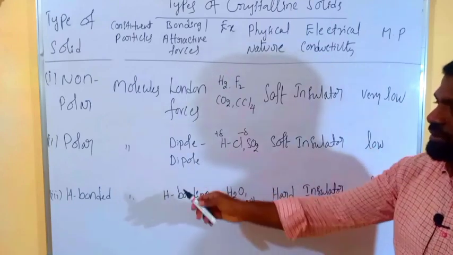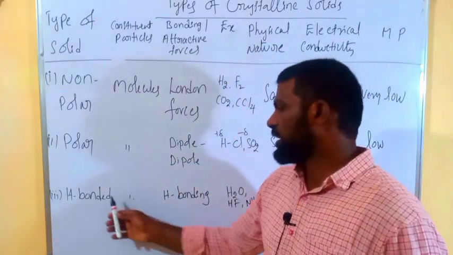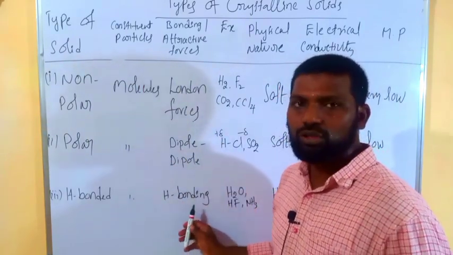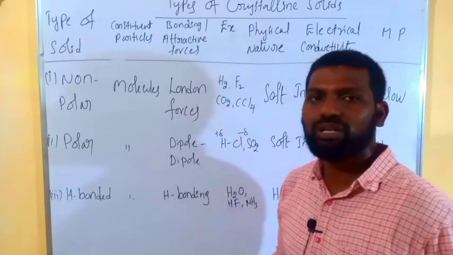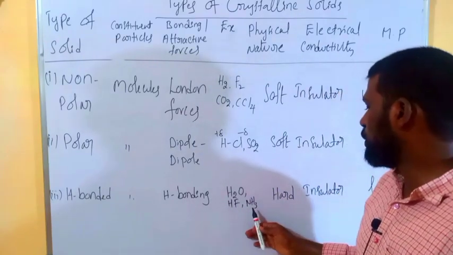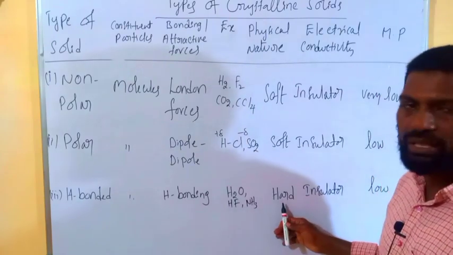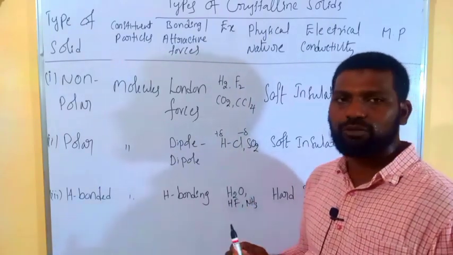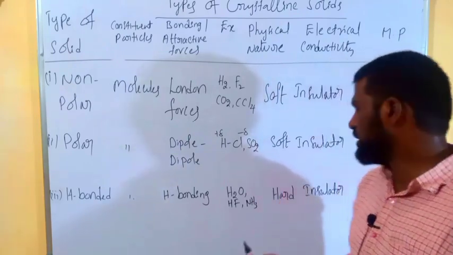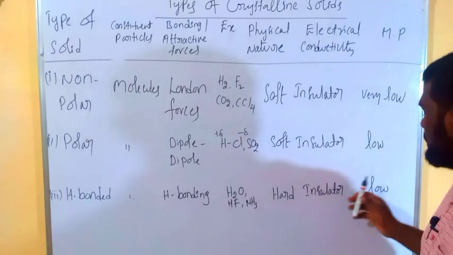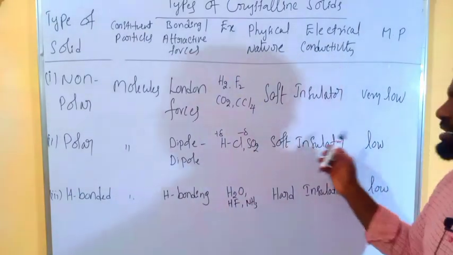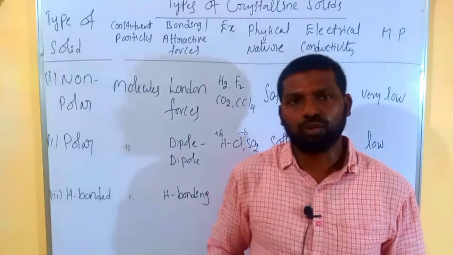So next, hydrogen bonded molecular solids. In hydrogen bonded molecular solids, constituent particles are molecules. They are associated with hydrogen bonding, whether intermolecular or intramolecular hydrogen bonding. The best examples are water, hydrogen fluoride, ammonia, etc. They are hard in nature. For example, water in the form of ice is a solid, so it is hard in nature. They are also insulators. Their melting points are also low. What is the melting point of water? 0 degrees Celsius, which is very low. So this is briefly about molecular solids.